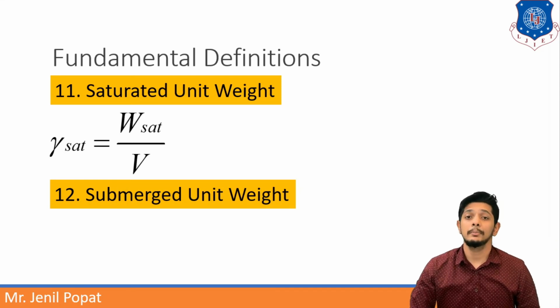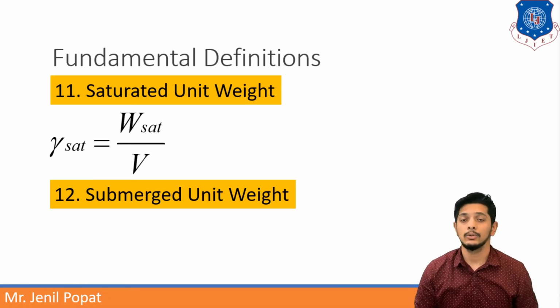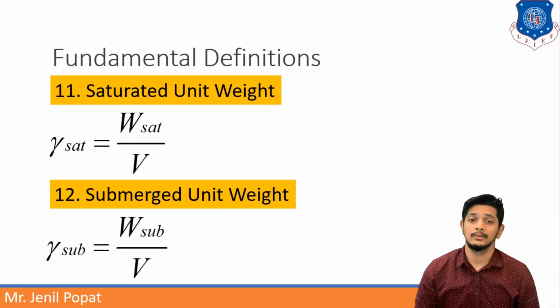Next definition, that is submerged unit weight. Here we know the meaning of saturated soil mass, that is full of water and there is no air. But submerged soil mass, that is not full of water but it is partially saturated. So we can write submerged unit weight as gamma SUB submerged is equal to W sub upon capital V. W sub is equal to weight of submerged dry soil solids upon total volume. Here units of these unit weights are also kilonewton per meter cube.